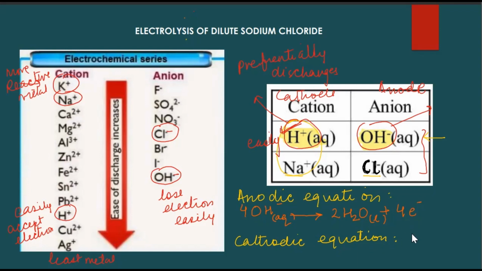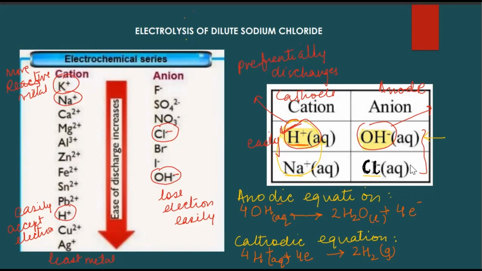The electrons lost at the anode will be gained at the cathode. Now at the cathode, what is being preferentially discharged? It's the H positive ion. The 4 electrons will be accepted by 4 H positive ions, 1 electron each. And the product formed is hydrogen gas. So hydrogen will exist in the gaseous state, whereas the hydrogen ions are coming from an aqueous electrolytic solution. So these are going to be my anodic and cathodic equations.